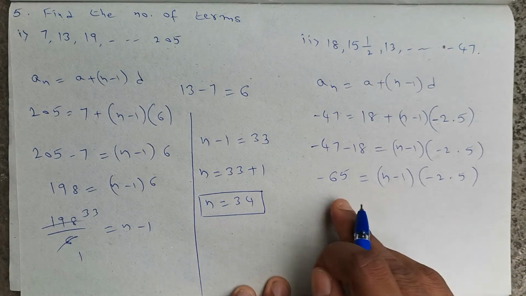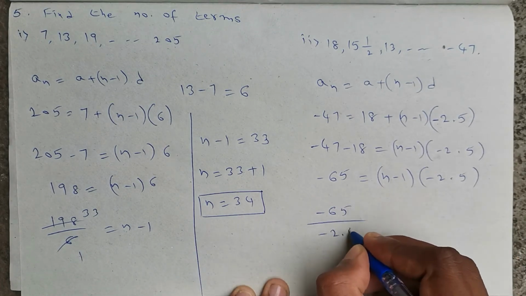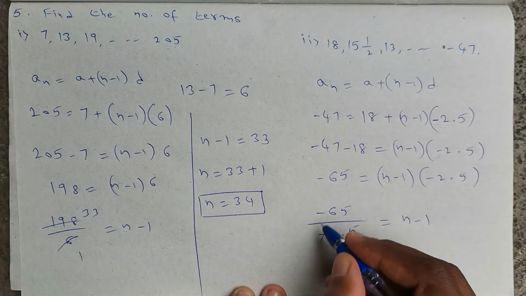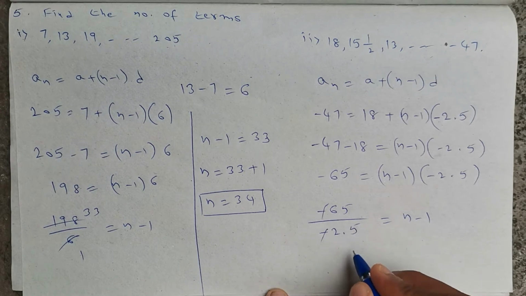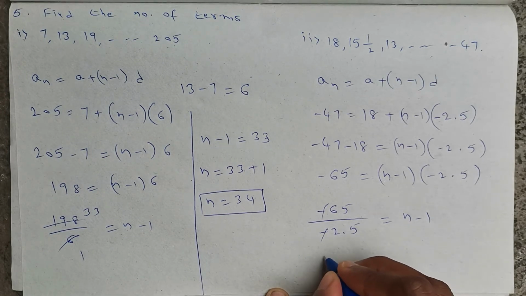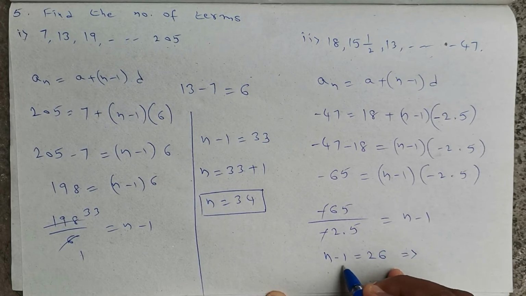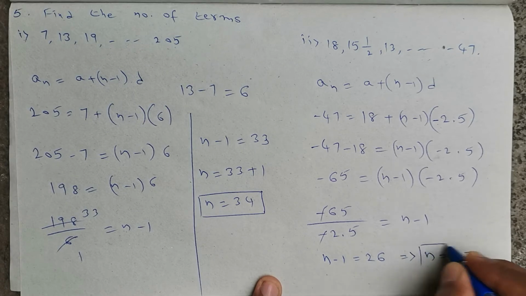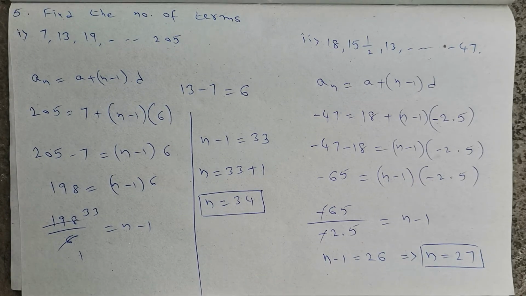Now this minus 2.5 I will take to the left side, so minus 65 divided by minus 2.5 is equals to n minus 1. Here minus minus will get cancelled, so we remain with 65 divided by 2.5, which is nothing but 26. So n minus 1 is equals to 26. This minus 1 I will take to the right side, then it will become plus 1. So n is equals to 27. In the given progression total 27 terms are there.